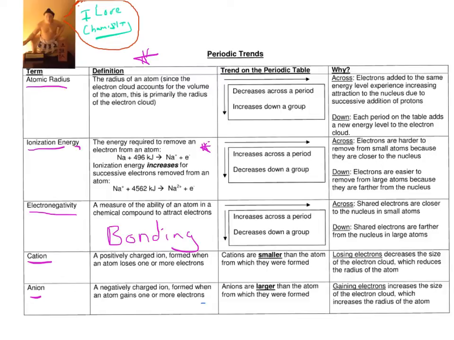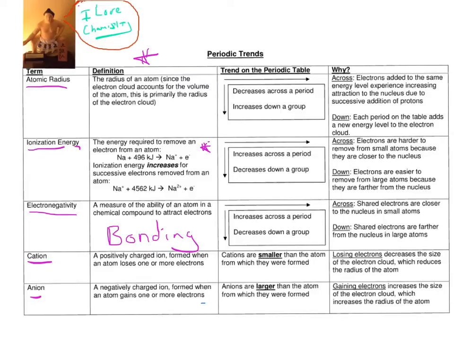Cations are positively charged ions. Again, a cation or an anion, which is negatively charged, forms when an atom loses or gains one or more electrons, and depending on how many electrons I gain or lose, that will tell you the number of the charge. Okay, so those are my definitions.